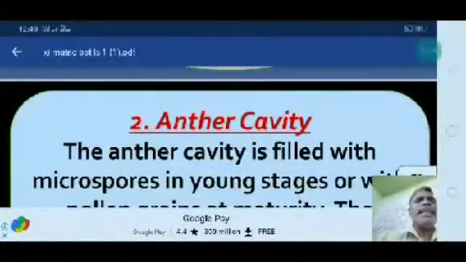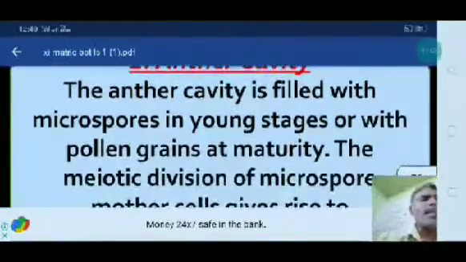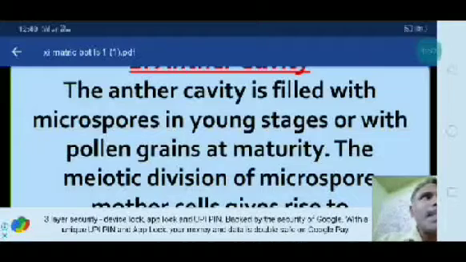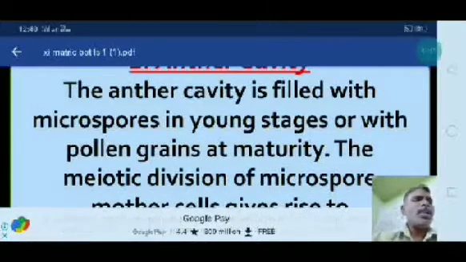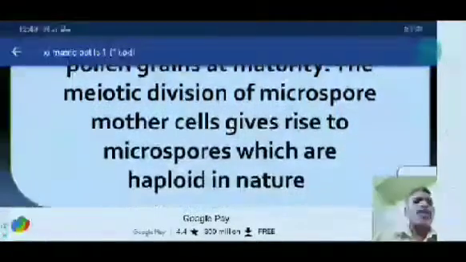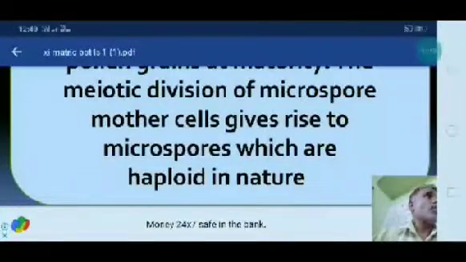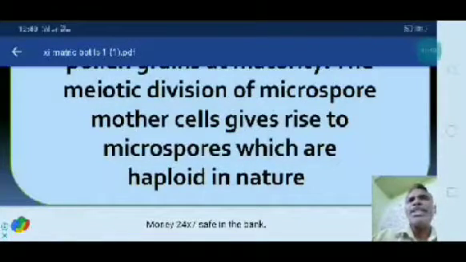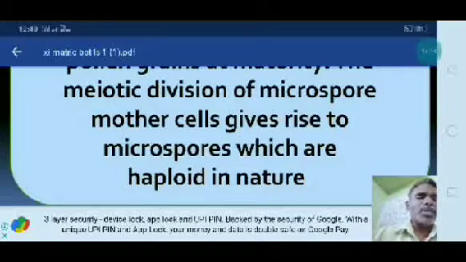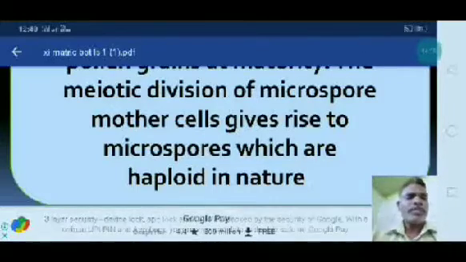Okay, next is the anther cavity. The anther cavity is filled with microspores in young stages or with pollen grains at maturity. The division of microspore mother cells gives rise to microspores, which are haploid in nature. Haploid means only n number of chromosomes will be present; there is no diploid condition.